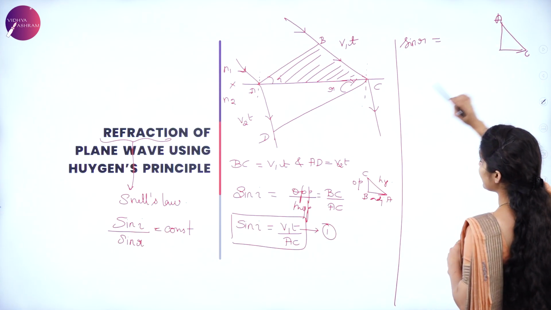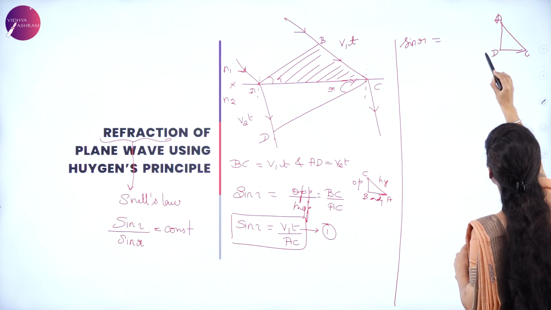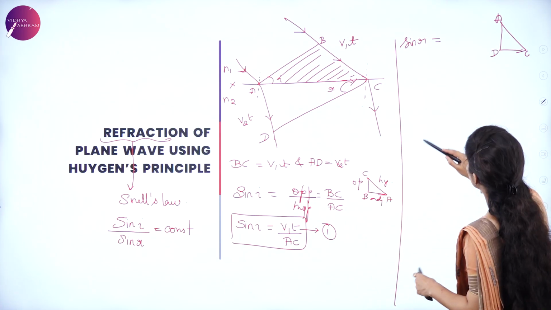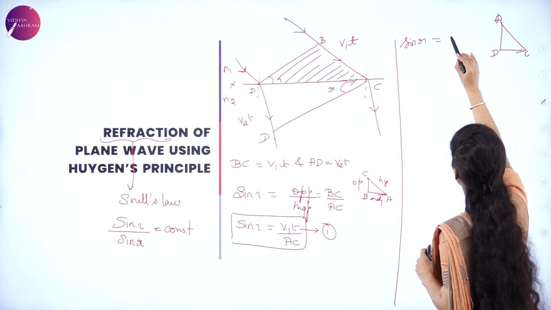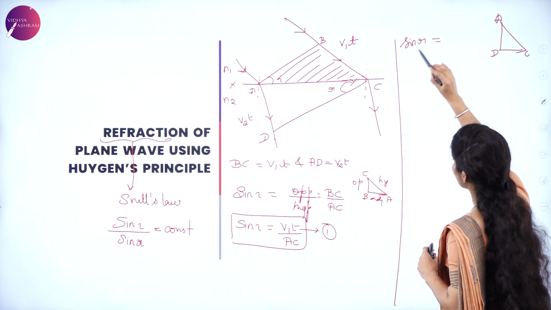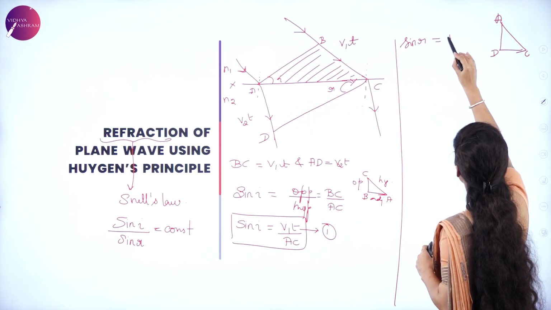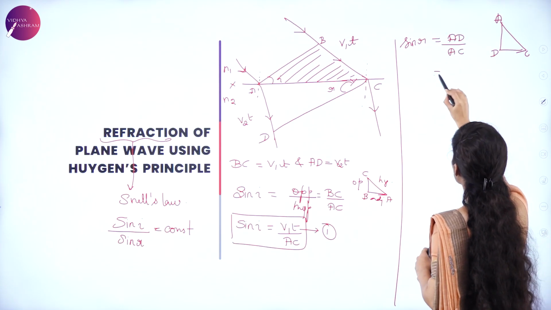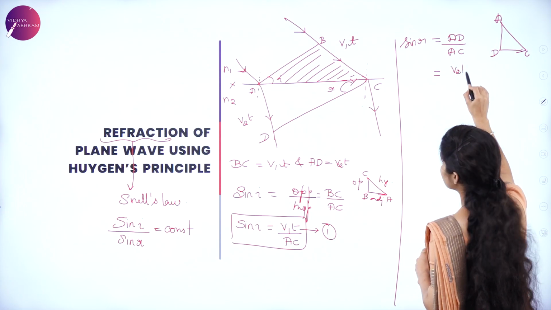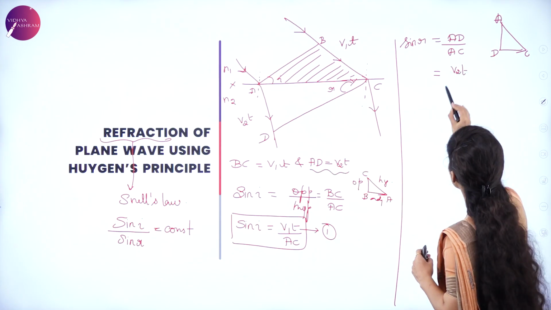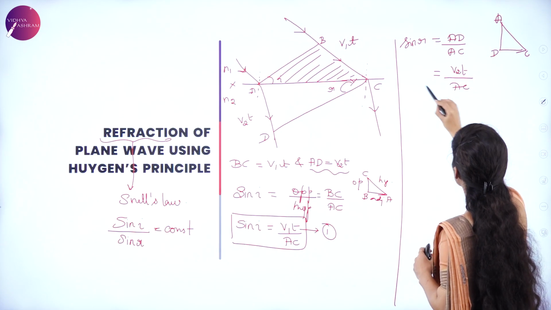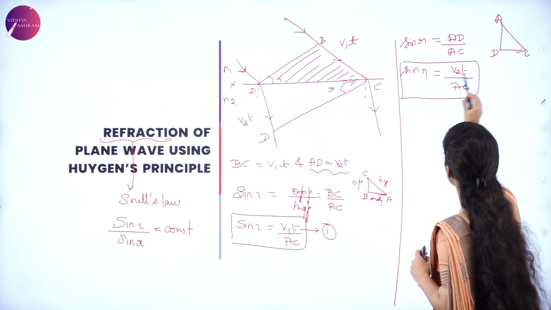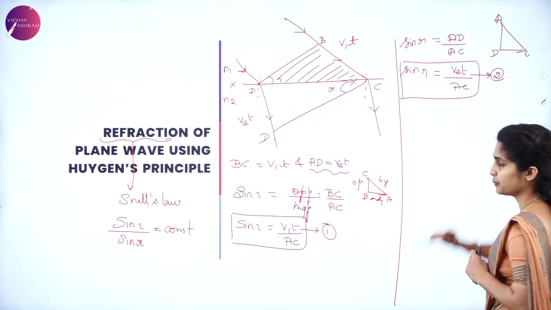And AD acts as the opposite, DC or CD acts as the base. So now we have sin r, opposite by hypotenuse. Opposite is AD, hypotenuse is AC. So opposite is v2 times t, divided by AC. Call this sin r, and this is considered as equation 2.